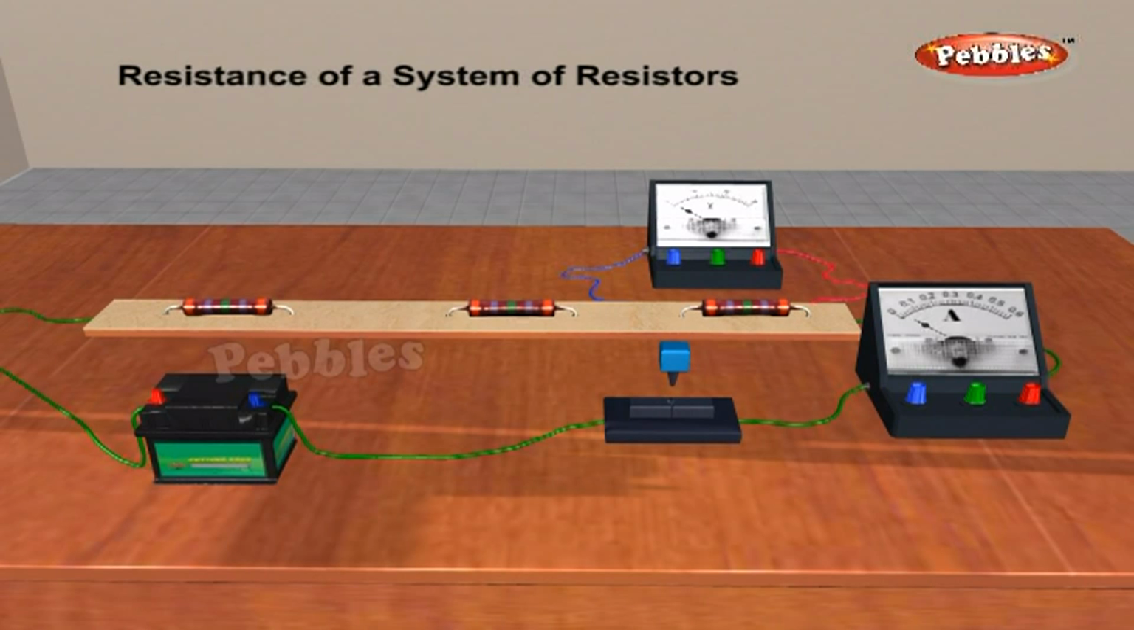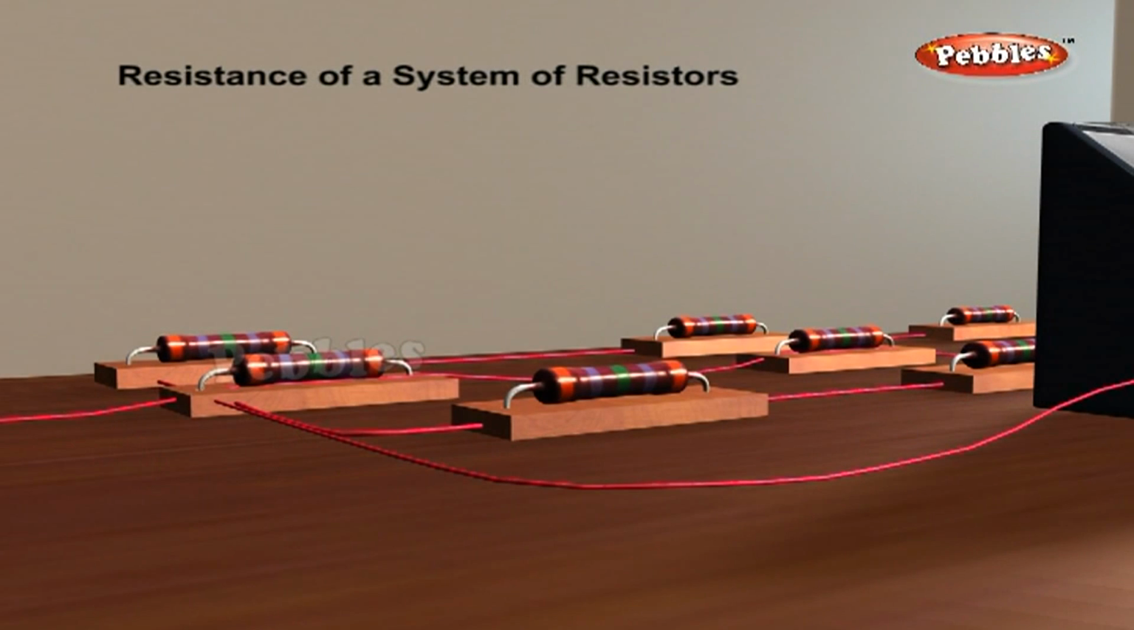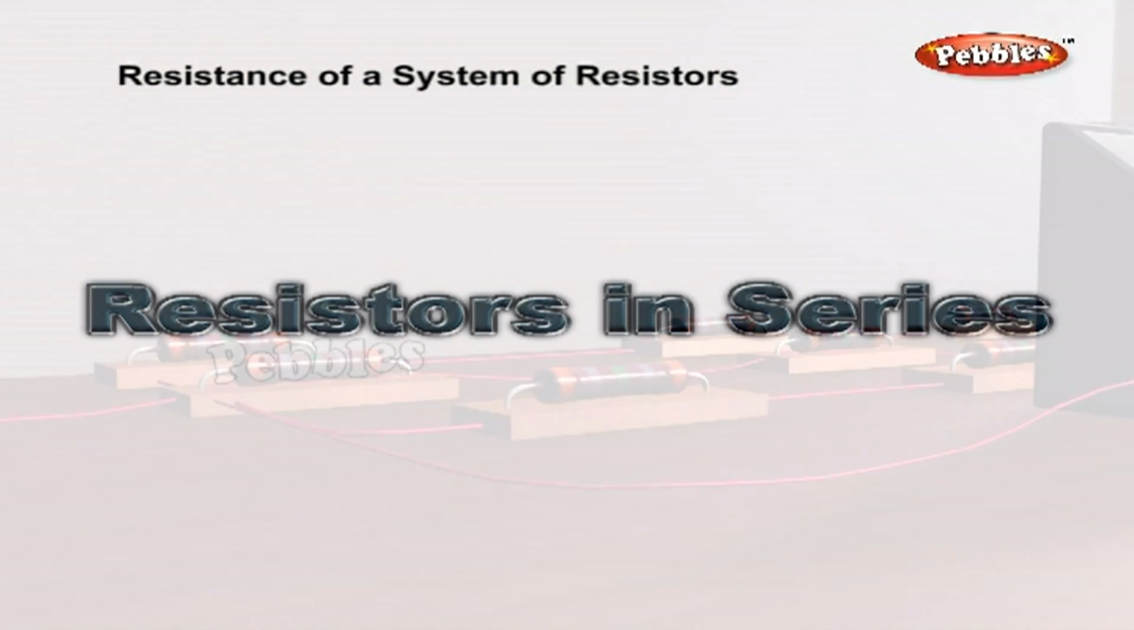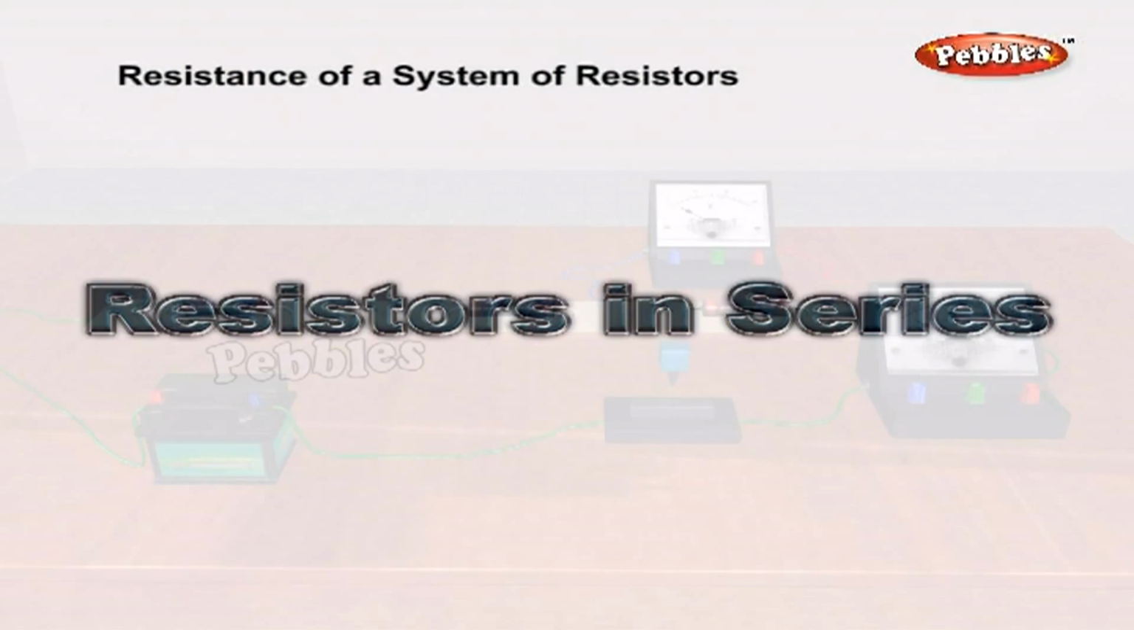There are two methods of joining the resistors together. Electric circuit in which three resistors having resistances R1, R2 and R3 respectively are joined end to end. Here the resistors are said to be connected in series. A combination of resistors in which three resistors are connected together between X and Y, the resistors are said to be connected in parallel. Resistors in series.